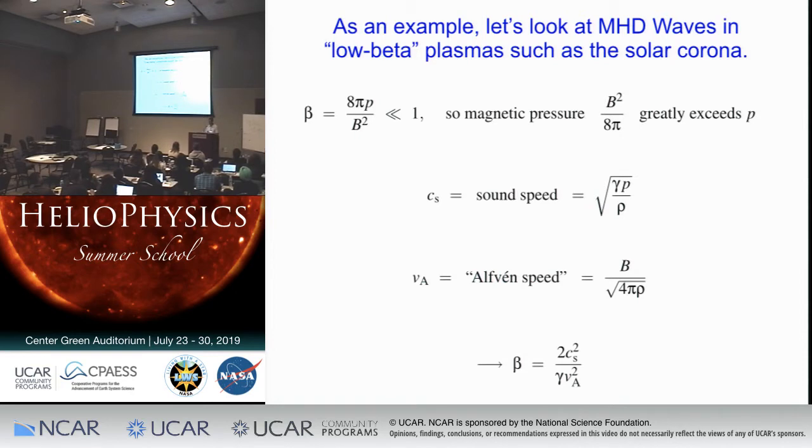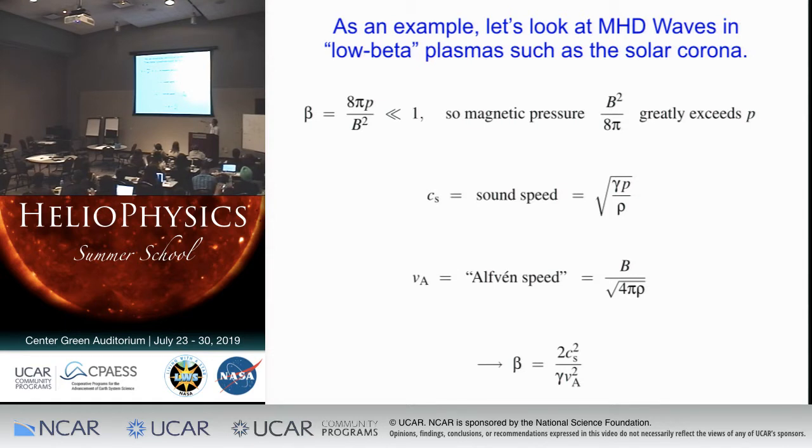Let's consider an example of MHD waves at low beta. Beta is the ratio of the plasma pressure, P, to the magnetic pressure, B squared over 8π. In the solar corona, it's much less than 1. Magnetic pressure dominates. The sound speed, this is the adiabatic sound speed, is given by this expression, the square root of γP over ρ. I'll leave that as an exercise to you, or I'll be happy to talk to you about that after the talk is over if you want to know how to derive this.